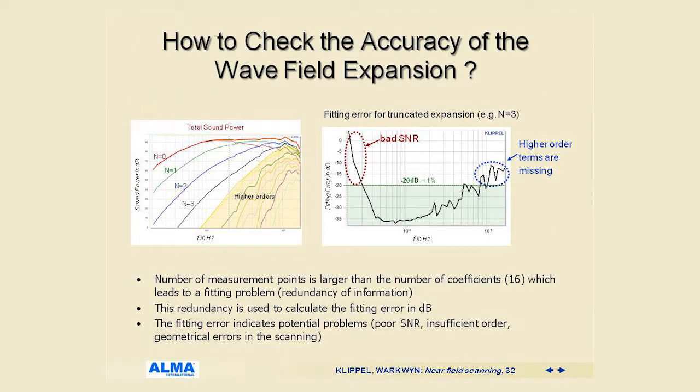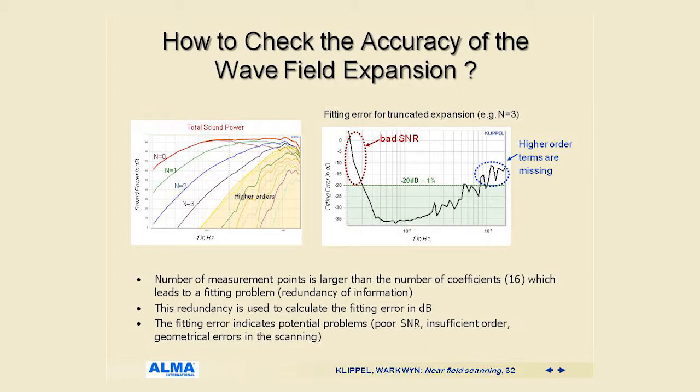How do we check the accuracy of the wave expansion? Well, we look at the fitting error. The number of measurement points is larger than the number of coefficients, which leads to a fitting problem, a redundancy of information. This redundancy is used to calculate the fitting error in dB. For example, at 100 Hertz, we have a fitting error of minus 35 dB. This is calculated based on the fact that at 100 Hertz, n equals 0 almost completely describes the sound power. And the remaining coefficients have a smaller influence. Therefore, they are redundant.